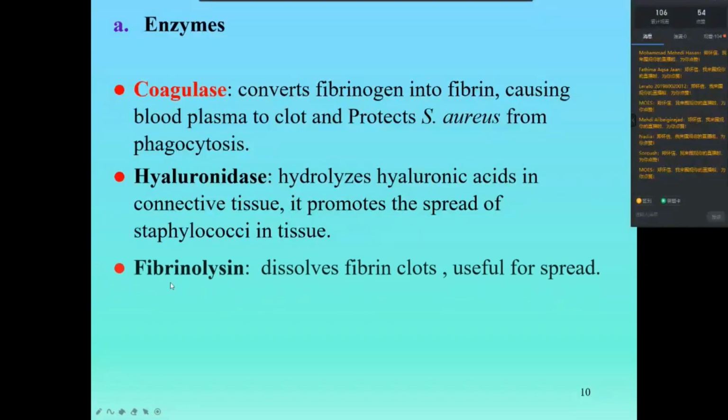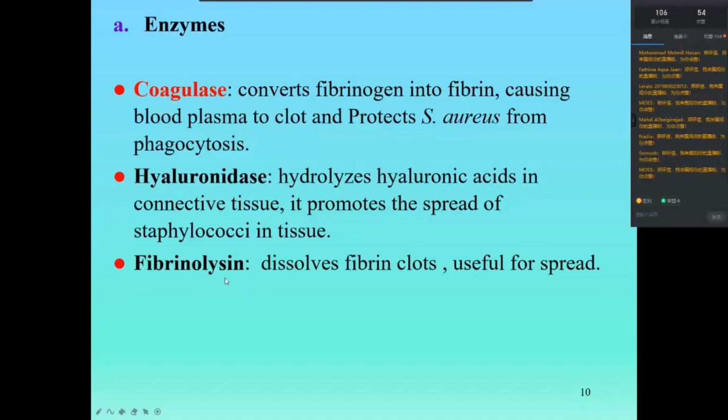They are also producing exfoliative toxin. This word means peel off. It's like the falling of leaves. So this toxin can separate the epidermis from the dermis of our skin.